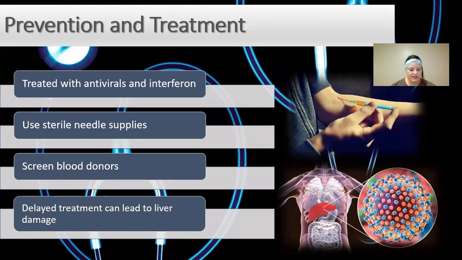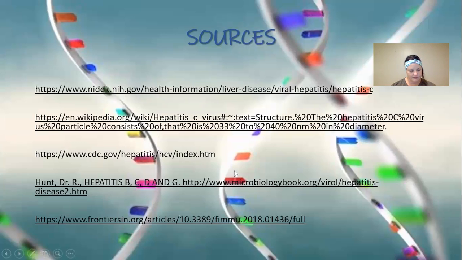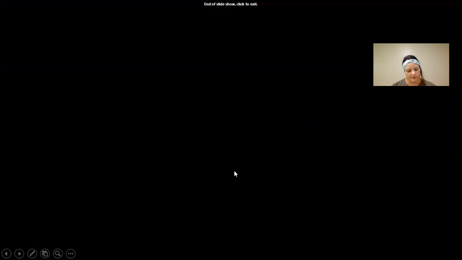Hepatitis C is diagnosed with a blood test and usually treated with a combination of antiviral drugs and interferon. There also may be follow-up tests to assess liver damage, like an MRI or a liver biopsy. Blood donor screening and use of sterile needle supplies is the best way to prevent infection.